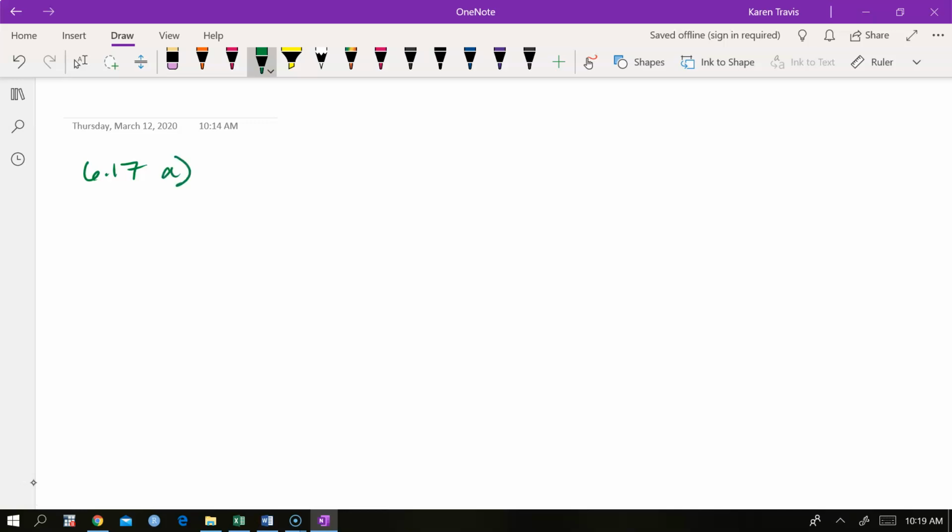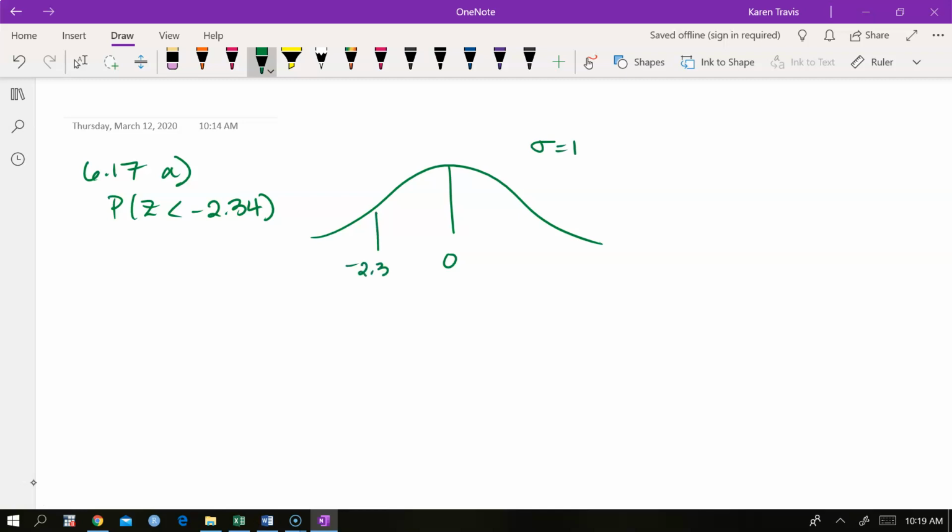And also, in order to get going with this problem, you should have the normal distribution table in front of you. So 6.17a says, find the probability that z is less than negative 2.34. And so z, as you recall, has a mean of 0 and a standard deviation of 1. One side of your table is the negative side, the other side is the positive. Both sides of the table show you the probability is the area to the left of whatever the z-score is. This is called a z-score. So z is negative 2.34.